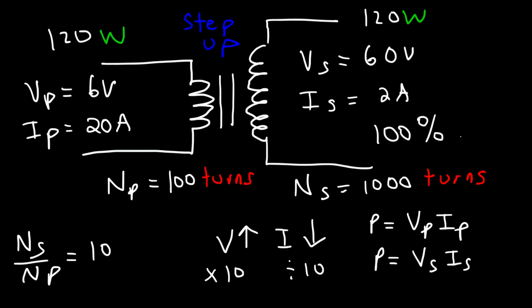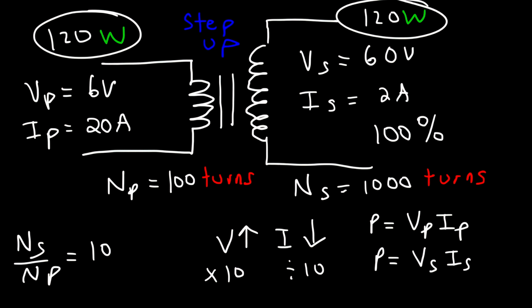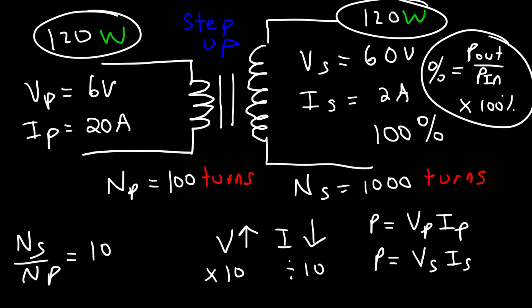Now, most real-life transformers are about 99% efficient, so for the most part, you can assume that these two are virtually the same. But if you ever need to calculate the percent efficiency, it's going to be equal to the output power divided by the input power. The output power can only be equal to or less than the input power. It cannot be more. So it's the output divided by the input power times 100%. That's how you can calculate the percent efficiency.